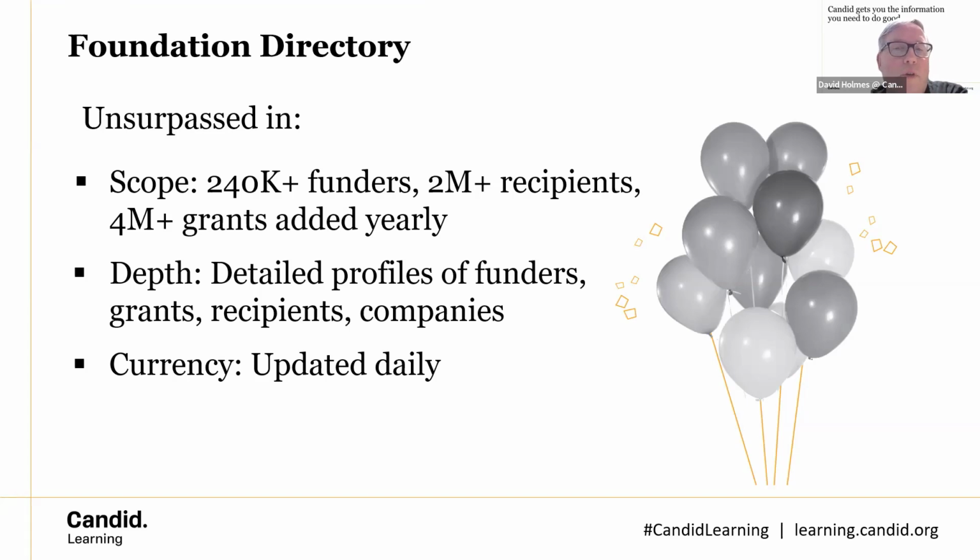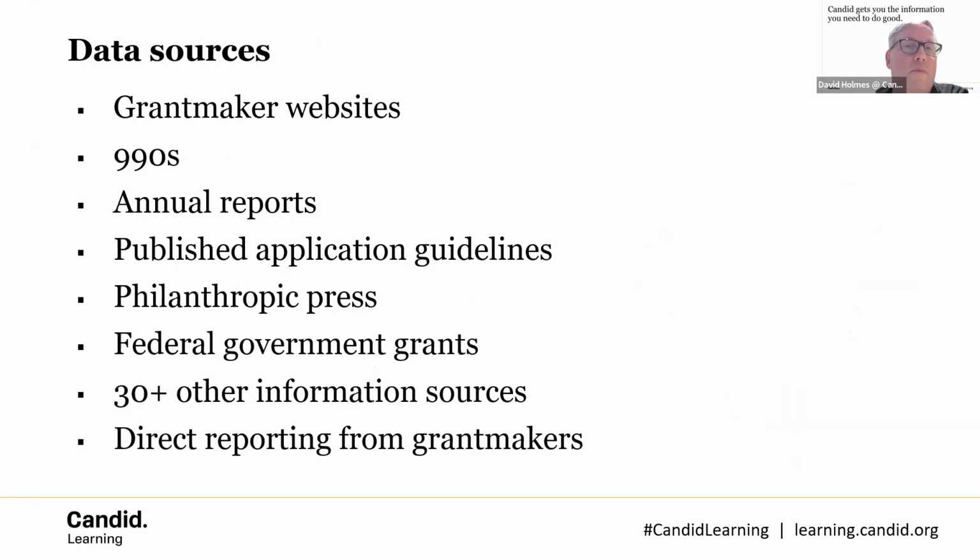It has detailed profiles of funders and grants, recipients, and companies that give the money away, and it's updated daily. So we try to make it as accurate as humanly possible. We get all this information from different grantmaker websites. We get it from the 990s that you would look up yourself, but we pull that information directly. We also get annual reports, application guidelines, and a lot of direct reporting from the grant makers themselves.